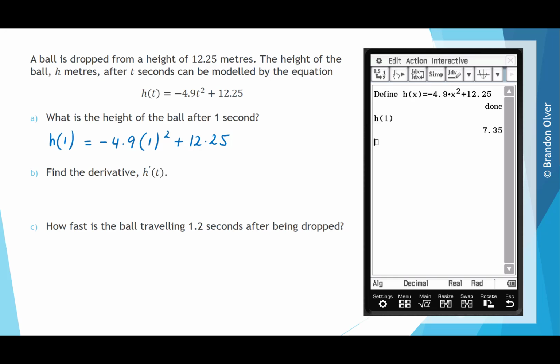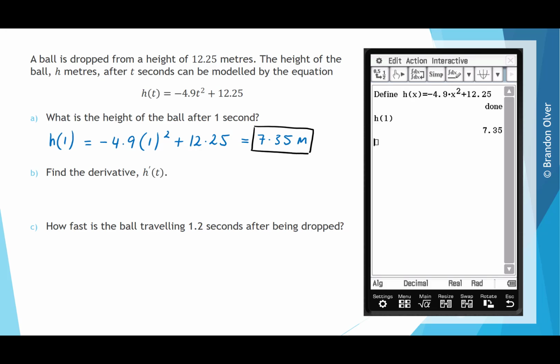And we find that the height is 7.35 meters above the ground. So the CAS calculator gave that as being equal to 7.35, and the units is meters, so that is the height of the ball after 1 second.